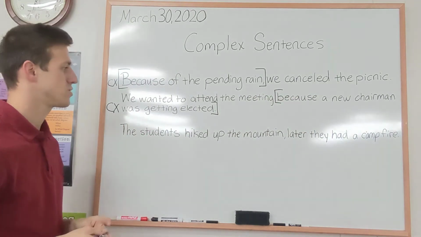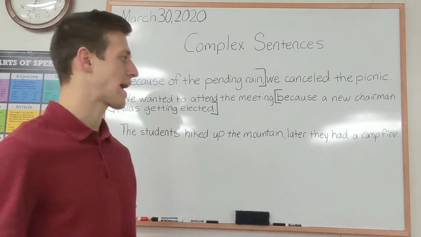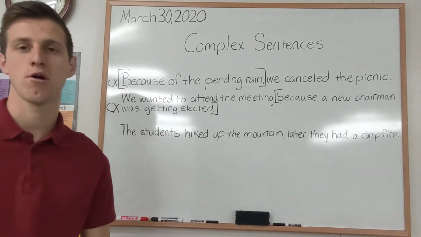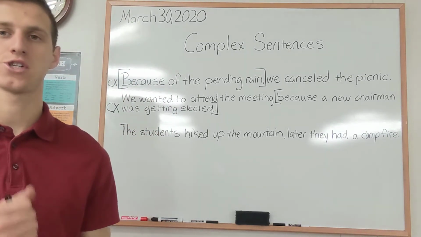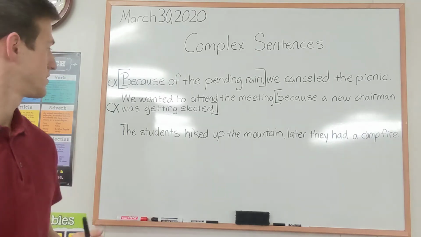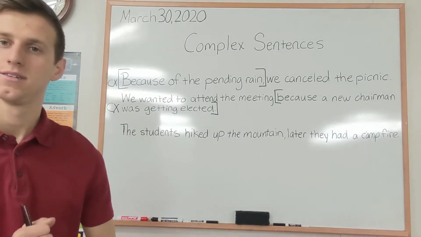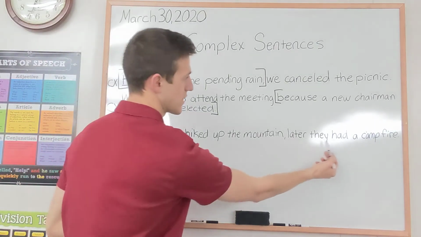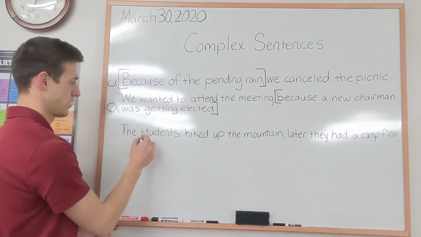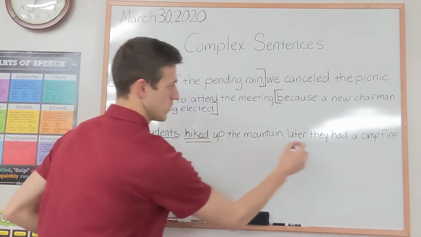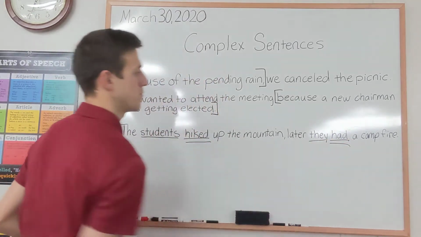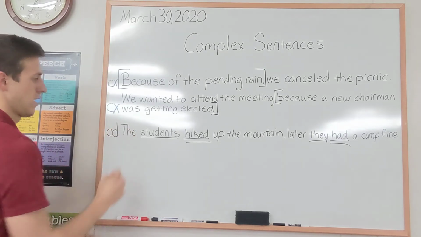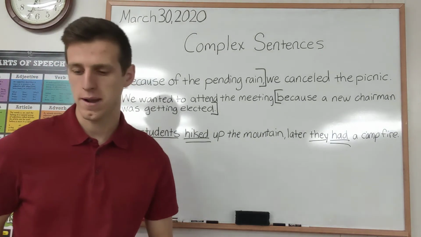The last one, the students hiked up the mountain. Later, they had a campfire. What about that? Do you see any relative pronoun or subordinating conjunction in that sentence? No, all right? So we know the students hiked up the mountain. Later, they had a campfire, all right? So here's our two subject-verb patterns. So we know that it is going to be a compound sentence, all right?